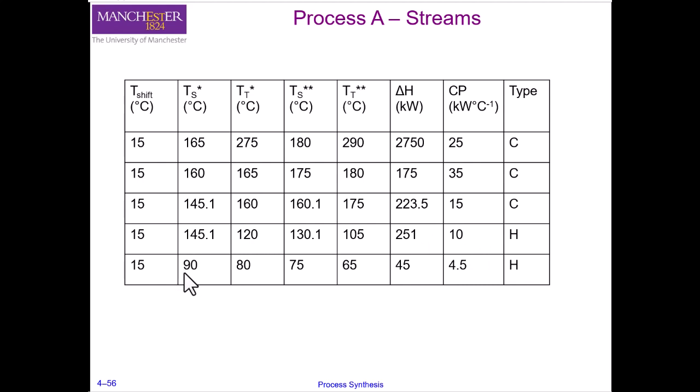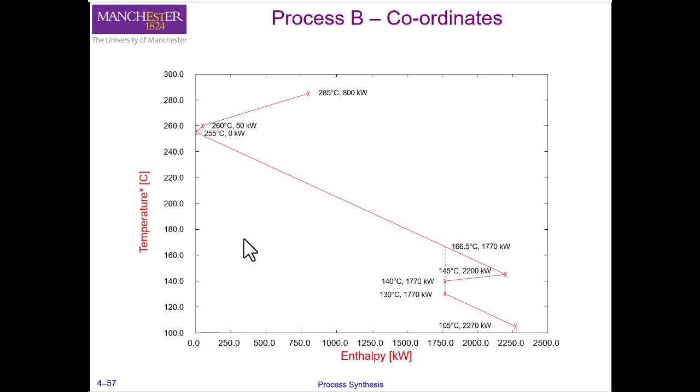Okay, and similarly for the other stream, we have going from 90 degrees centigrade to 80 degrees centigrade, and again using the same method, we can calculate its heat duty and the Cp value. So we have three cold streams and two hot streams in this grand composite curve. So these streams, we have already extracted the data, and now we can use this table to produce our total site profile.